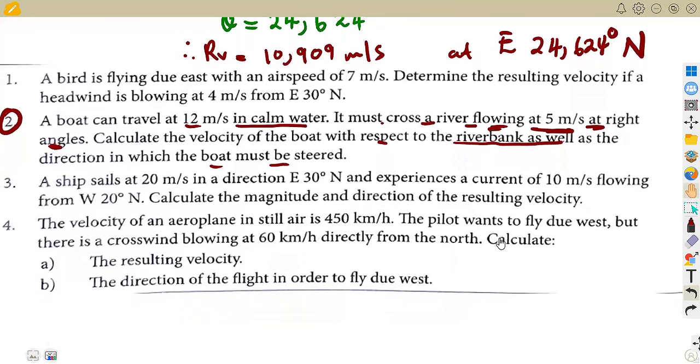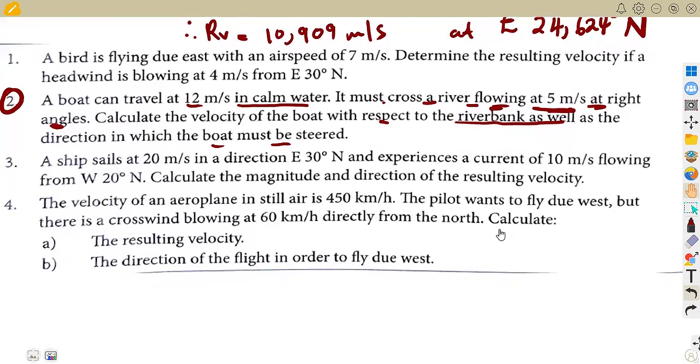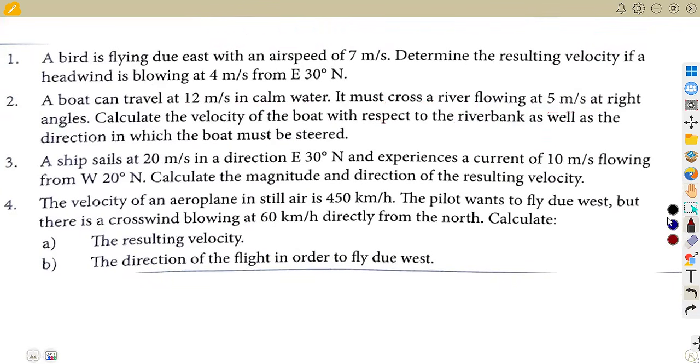All right. Let's check the other part where we can apply our components, because this one was just a direct question, no need for components there. All right, let's check this one. A ship sails at 20 meters per second in the direction of this and experiences a current of 10 meters per second flowing from, okay, calculate the magnitude and direction of the resulting. This one is very, very important. We can go back to the application of those components.